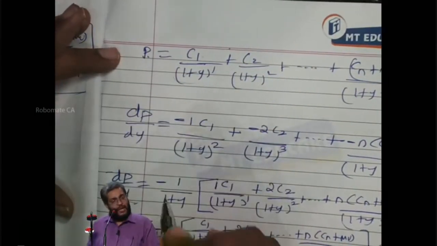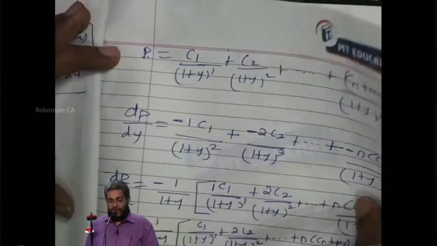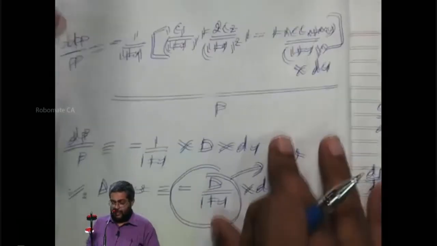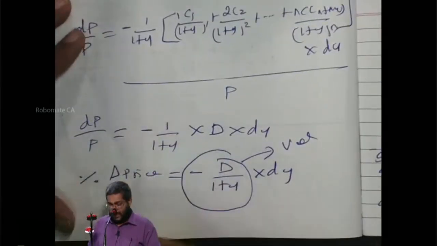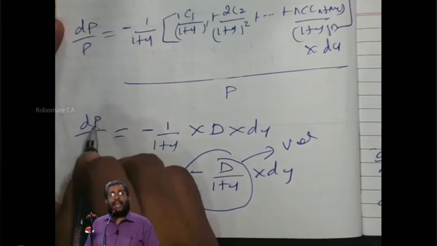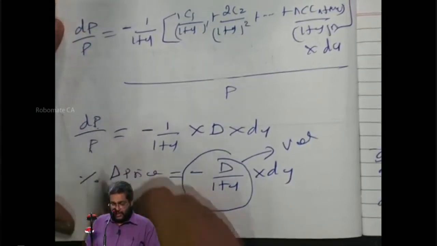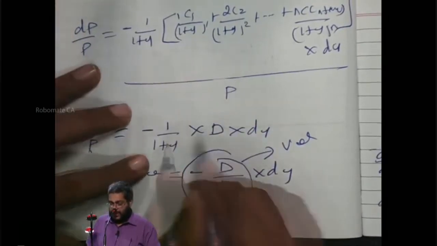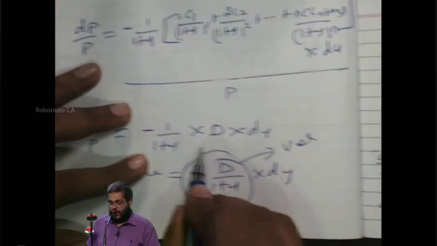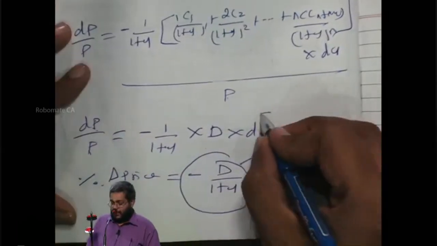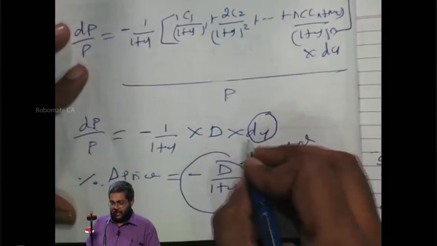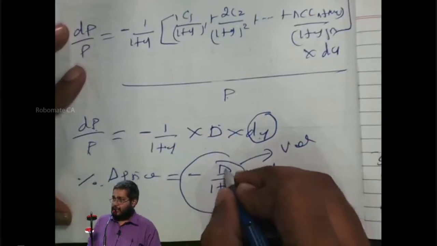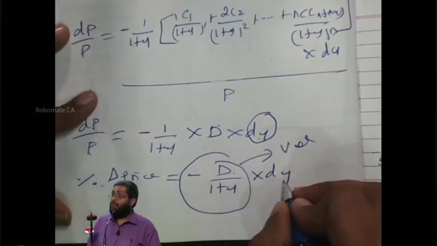All this I did. You believe that what I did is correct? I just got this particular calculation. Yes or no? So I found out that dp by p, the change in price divided by price, gives you the percentage change in price. It is equal to minus 1 by (1 plus y) times this entire term, which is substituted as duration, into dy. What is dy? Change in yield. Duration by (1 plus y) is what is called volatility. Volatility into change in yield.